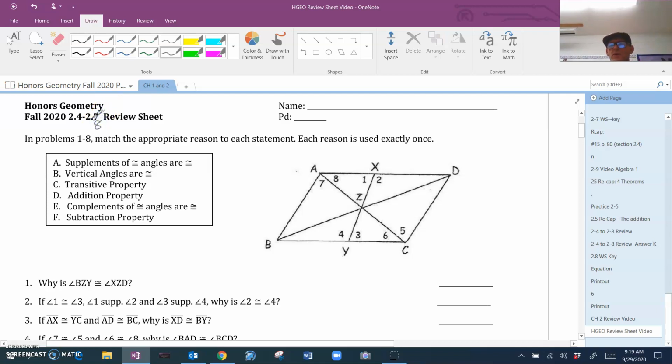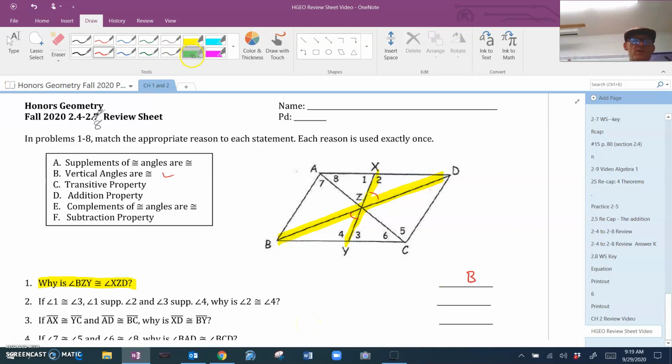Review sheet. So the first problem is: is angle BZY congruent to XZD? So BZY is here and XZD is here. Okay, and those are vertical angles. So that is B.